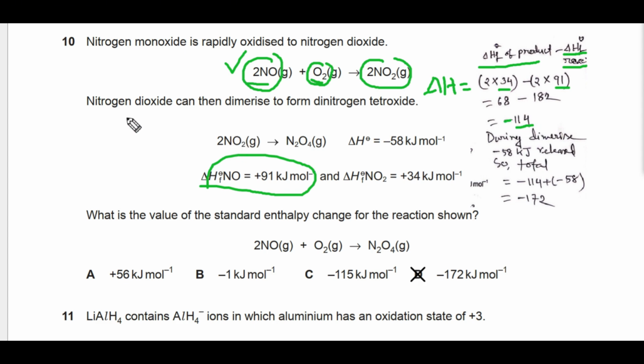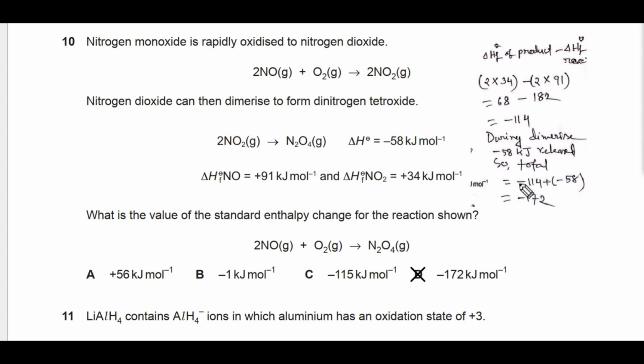But the question says that when this NO2, nitrogen dioxide, dimerizes, meaning two molecules join together, in that case minus 58 kilojoule energy is also produced. So the total enthalpy change will be this plus minus 58, negative 172. So the answer will be D, negative 172.